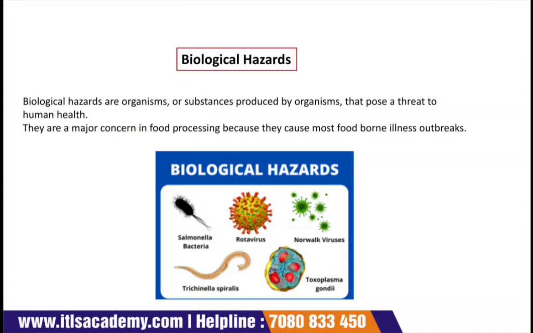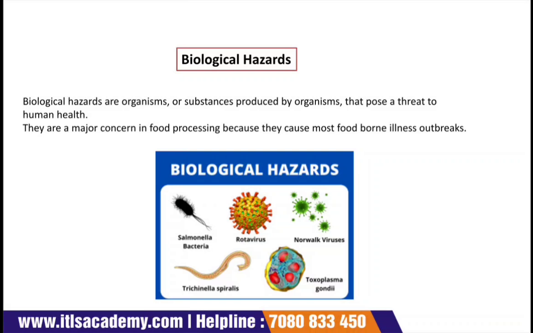Hazards are basically divided into four categories. The first is physical hazard, the second is chemical hazard, the third is biological hazard, and the last one is microbiological hazard. I'm talking about the biological hazard. They are substances that are produced by an organism and that pose a direct threat to human health.